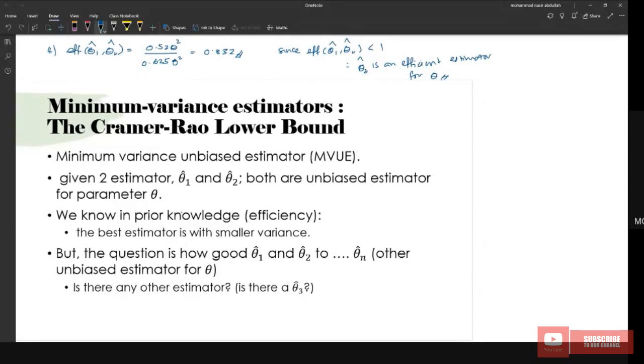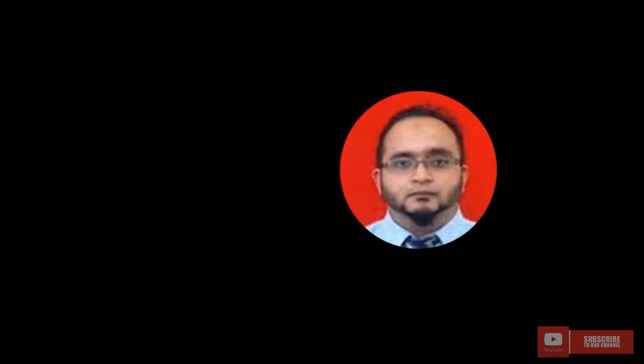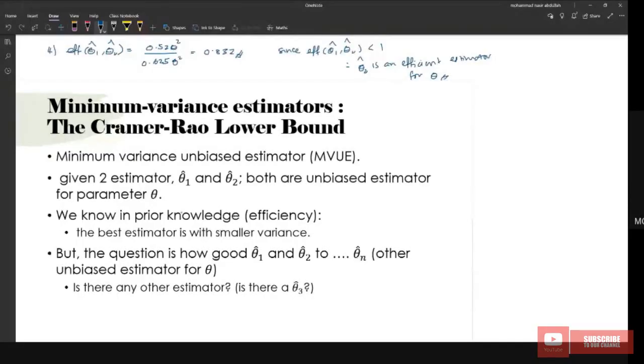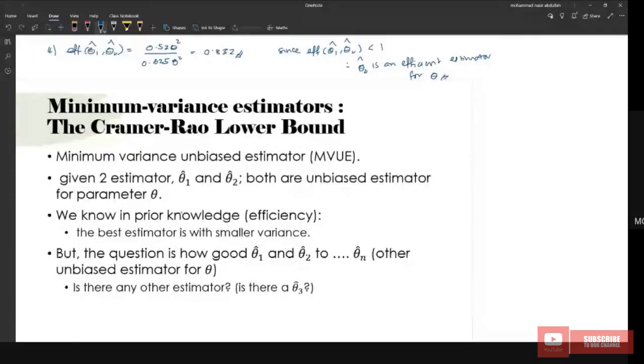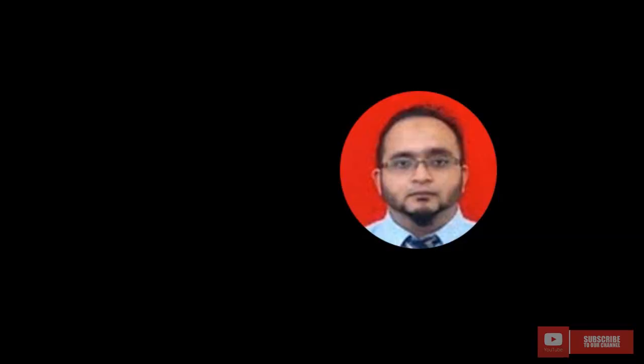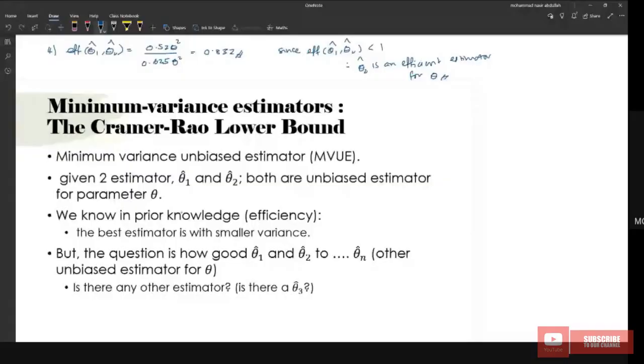For the minimum variance estimator, the Cramer-Rao lower bound is still under efficient estimators. We want to know which estimator is efficient. Here is some overview of the minimum variance unbiased estimator. We already know that we have two methods of finding an estimator in our class: the first is maximum likelihood estimator and the second is the method of moments. We want to know which is more efficient between these two methods, so we will check whether they are unbiased estimators, and then compare the variance of these two estimators.